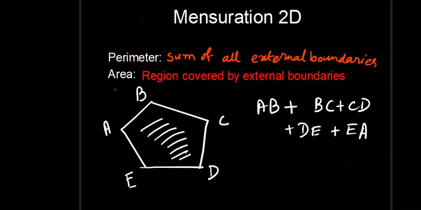Hello friends, in this video we are going to discuss some basic formulas of mensuration 2D. So first, let us discuss what is perimeter. Perimeter is the sum of all external boundaries. So see, there is a figure. In this figure, AB, BC, CD, DE and EA are the external boundaries. So perimeter is the sum of the external boundaries.